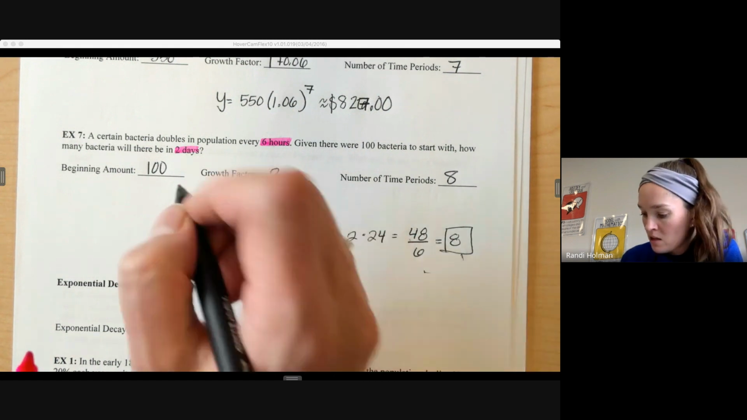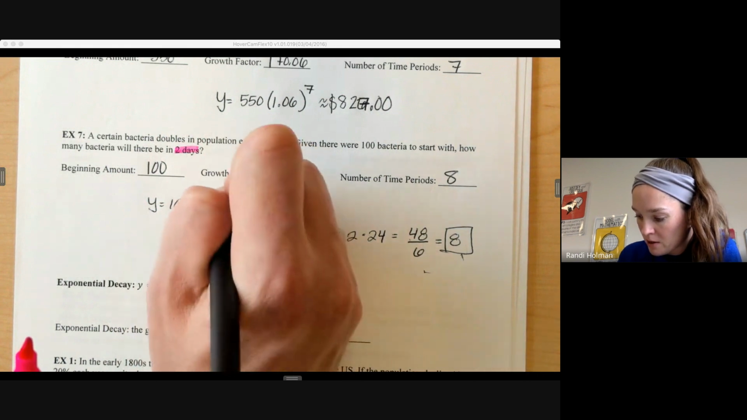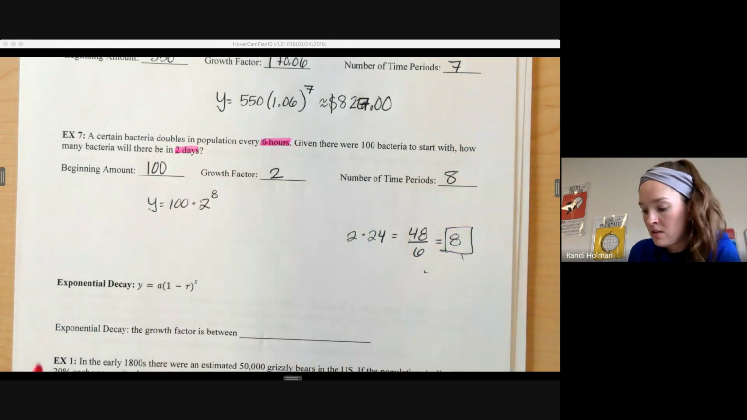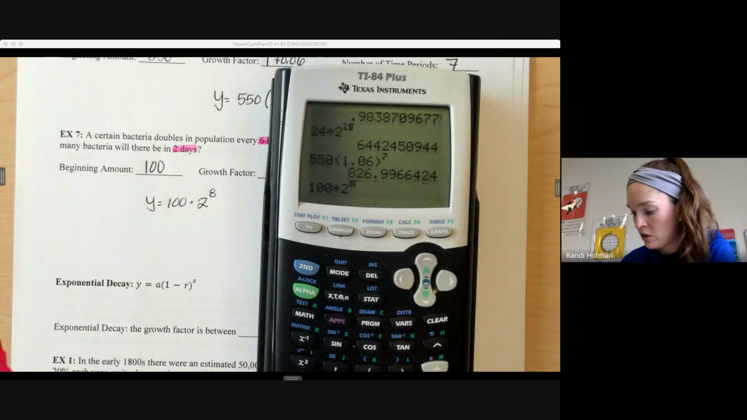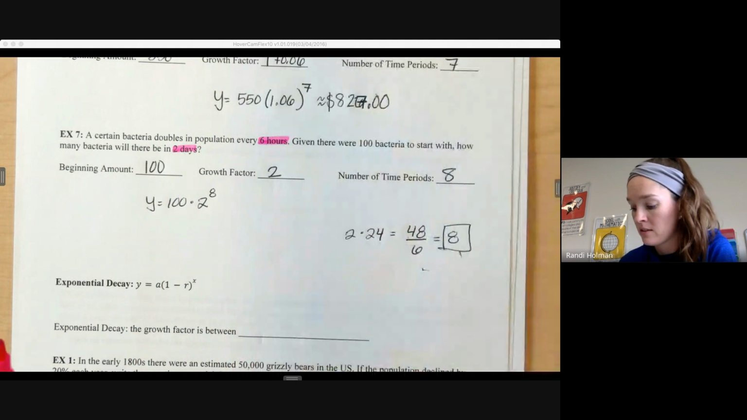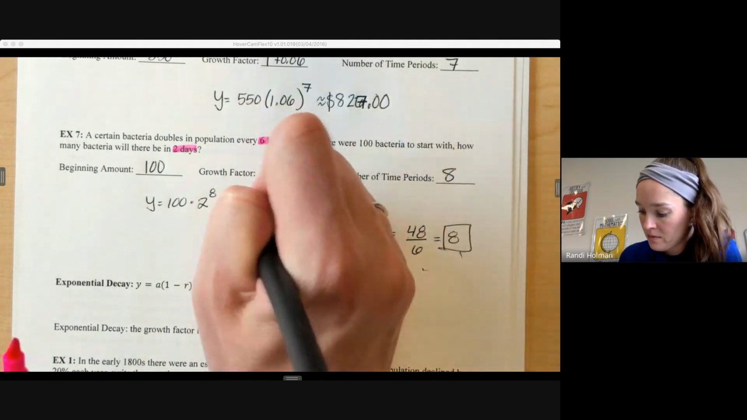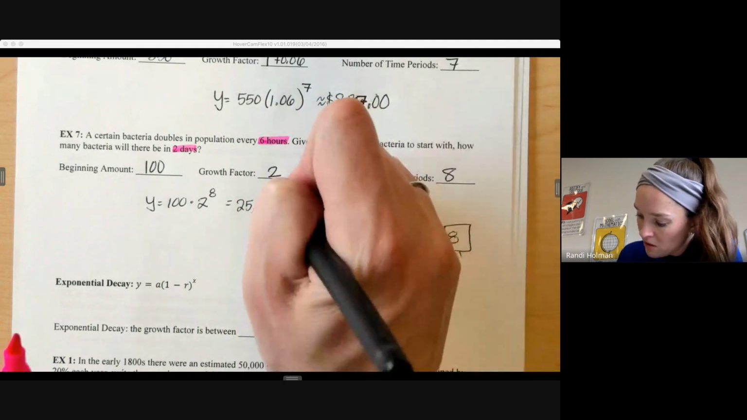So then our equation here is 100 times our growth factor to our number of time periods. So 100 times our growth factor to our time periods is 25,600. 25,600 what? They are bacteria.